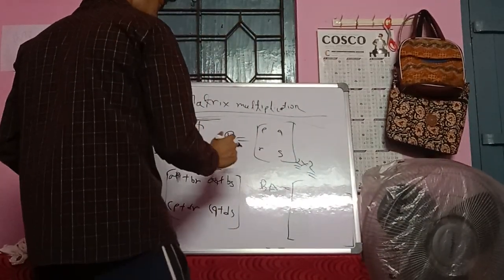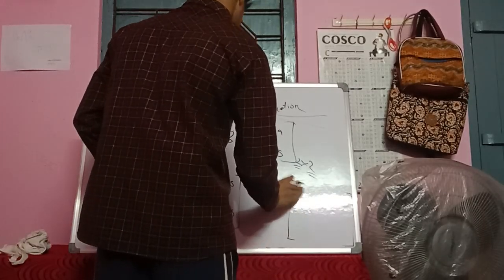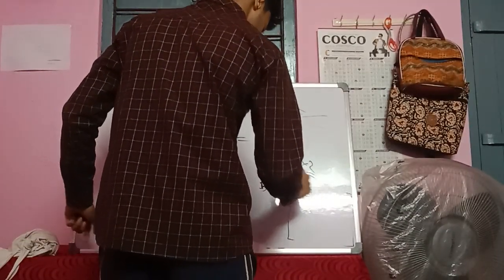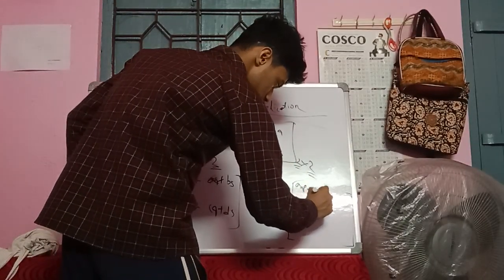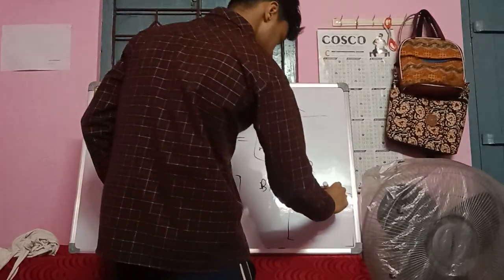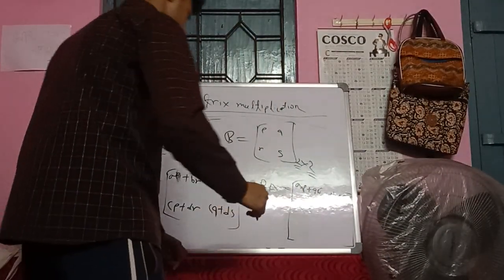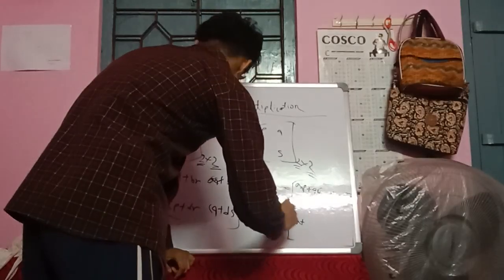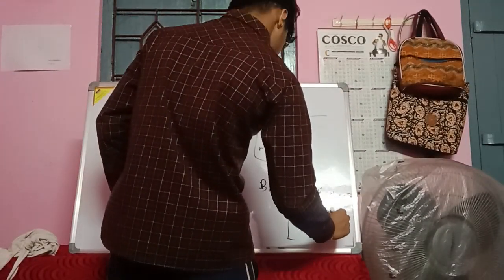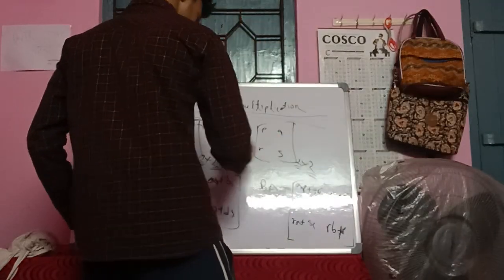And for BA, it would be P times A plus R times C. Second element would be P times B plus Q times D. Third one would be R times A, RA plus SC, and fourth one would be RB plus SD.